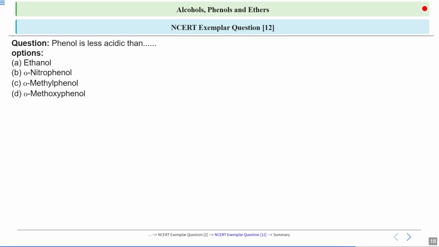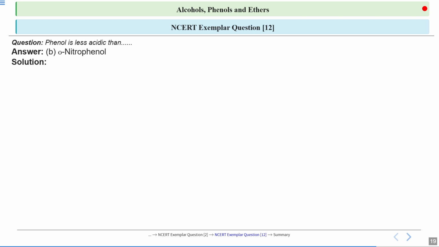Now let's solve our next NCERT Exemplar question number 12. The question is, phenol is less acidic than: so you have to tell from the options which compound is more acidic, or you can say phenol is less acidic than which of the following compounds. Options are ethanol, orthonitrophenol, orthomethylphenol, or orthomethoxyphenol. So for this question, the correct answer is option B, that is orthonitrophenol.